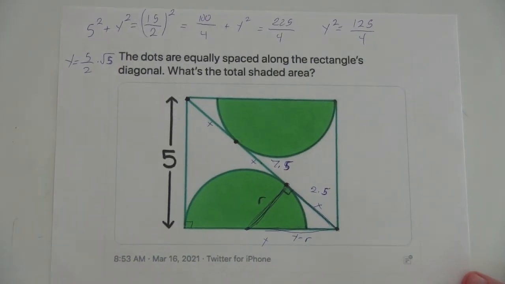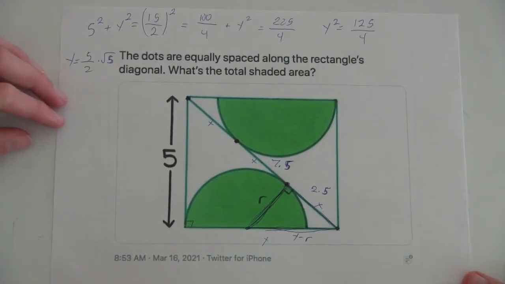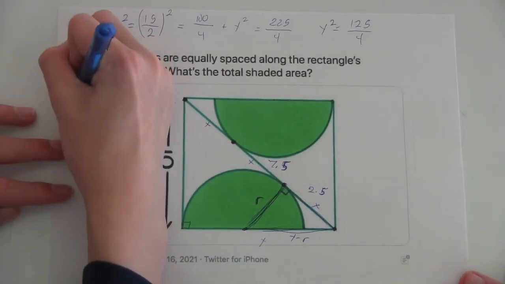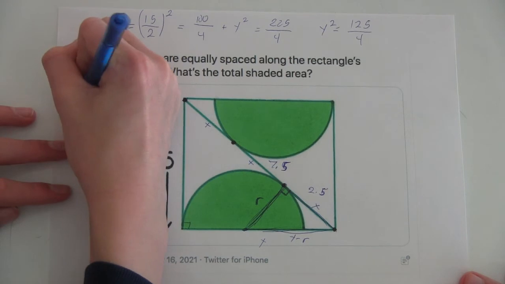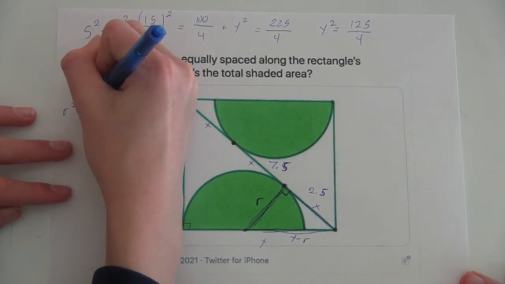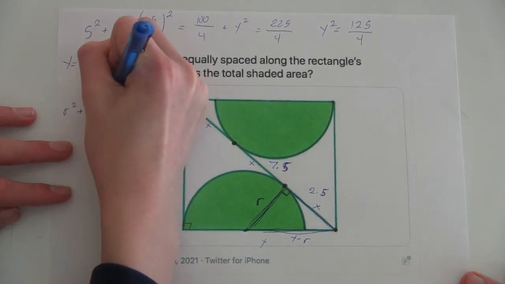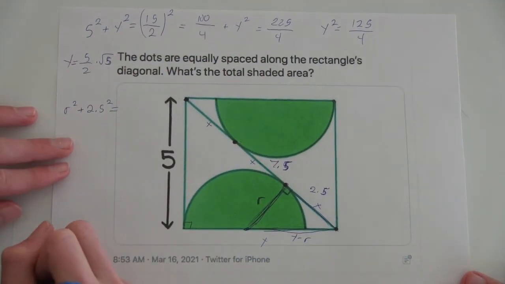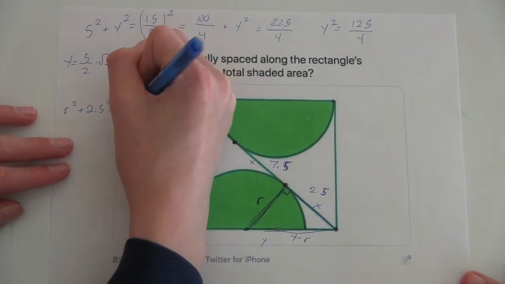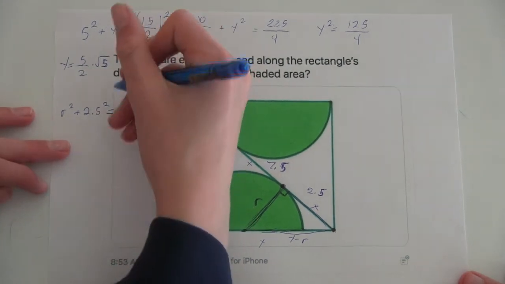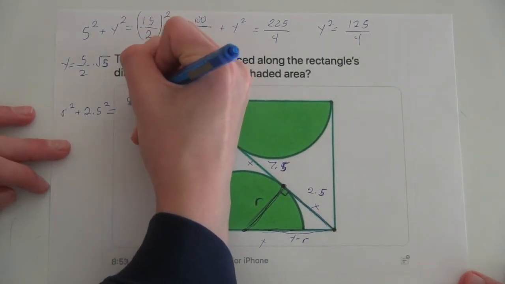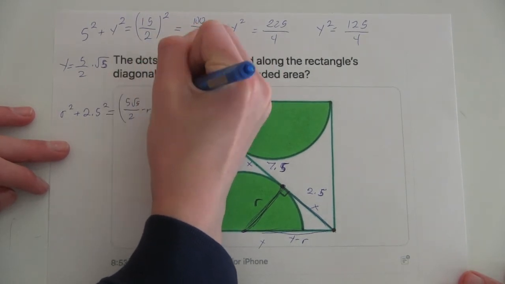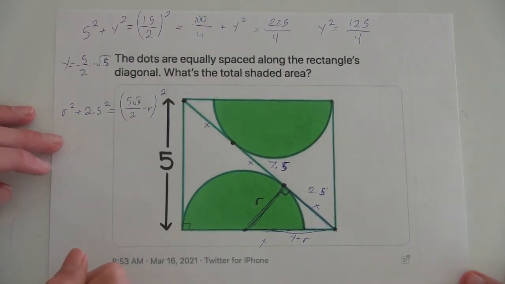Okay. So again, we can use the Pythagorean Theorem to show r squared plus 2.5 squared equals y minus r squared. So I guess we can write that as 5 root 5 over 2 minus r, squared. Okay, good.